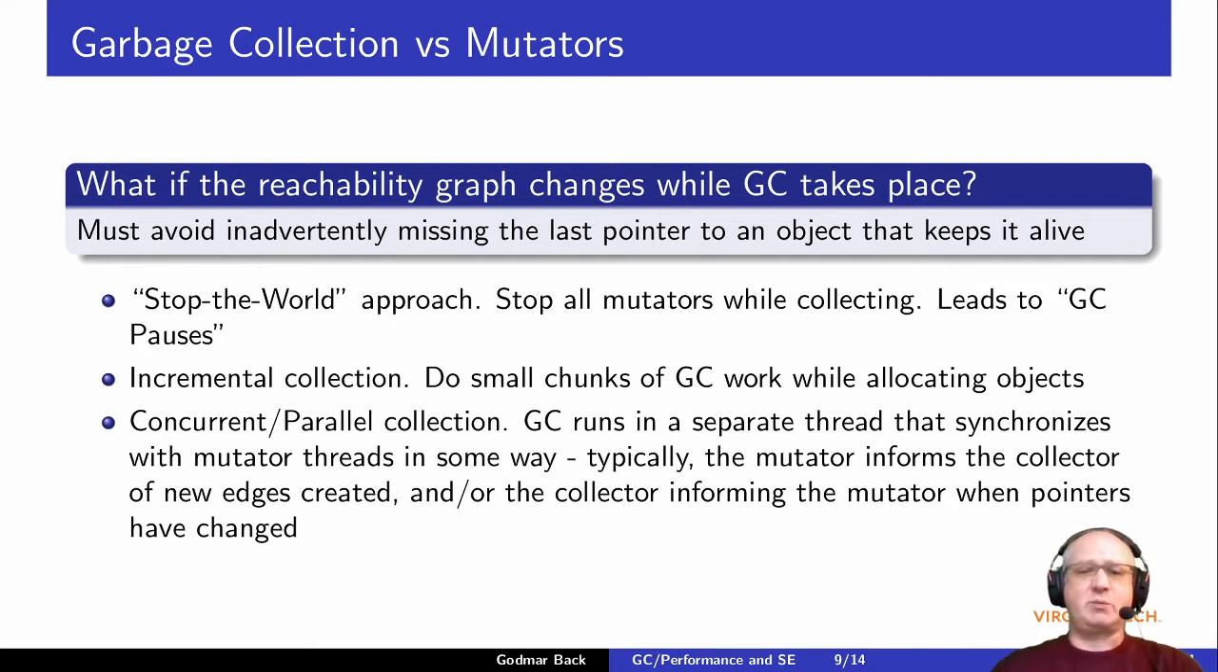There are three major approaches when it comes to coordinating the mutator threads and the garbage collector. For all of these, it's important that a situation must be avoided where the garbage collector may inadvertently miss the last pointer to an object that keeps that object alive and then erroneously deallocates this object. This is something that a correct garbage collector must avoid. Note that the opposite scenario, where an object has become unreachable but the garbage collector doesn't realize it quite at the point it happens, is just a performance issue, not a correctness issue.